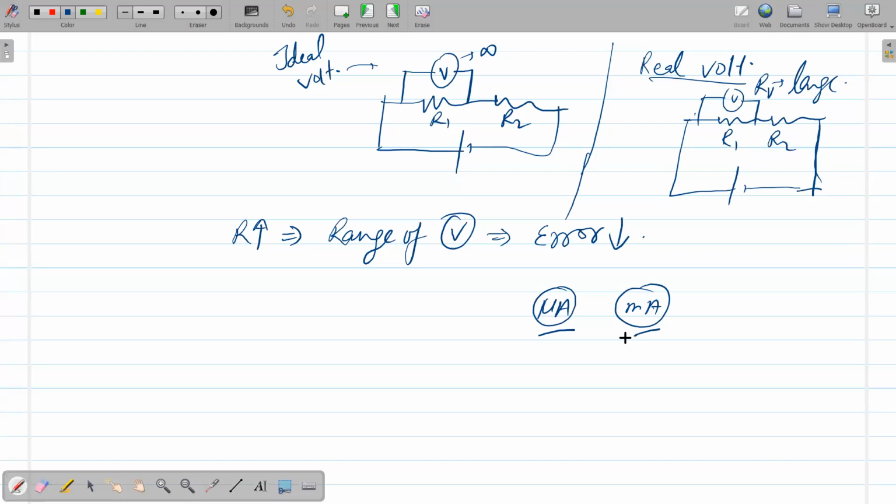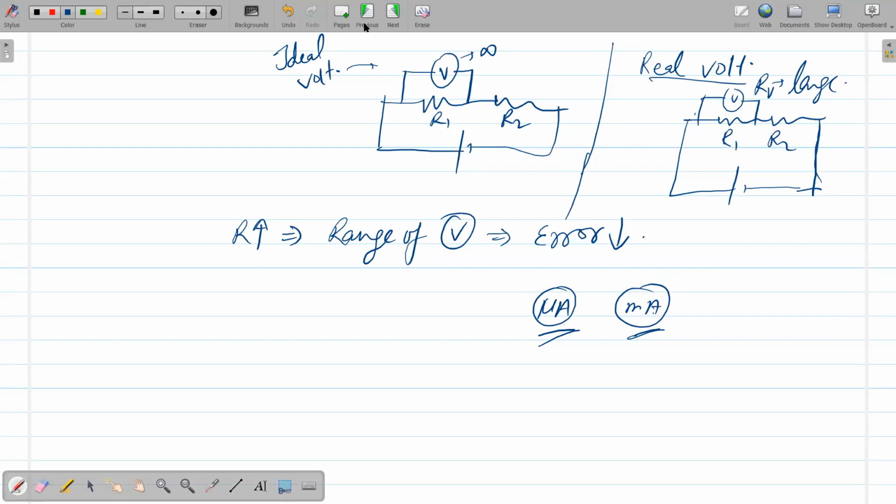Few are saying milli, few are saying micro. Okay, let's repeat the question. We are having two ammeters, one is a microammeter and another is a milliammeter. It should be obvious to you that the microammeter will be measuring current in microampere, and the milliammeter will be measuring current in milliampere.